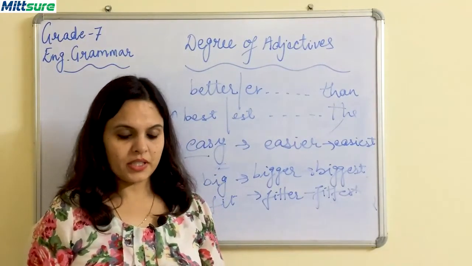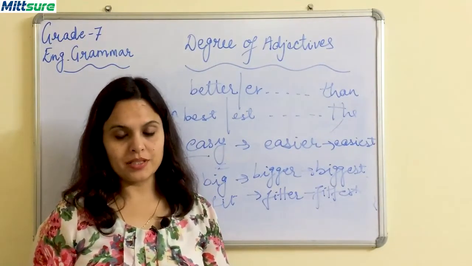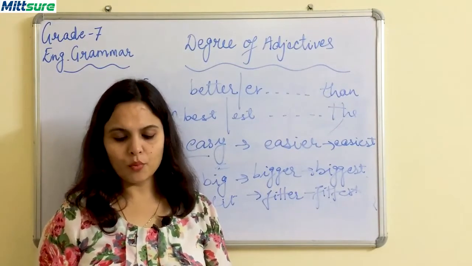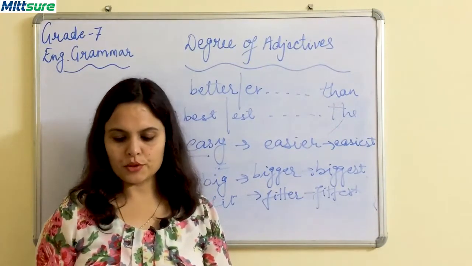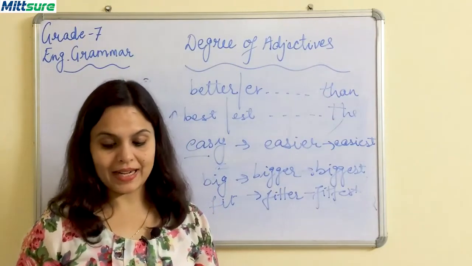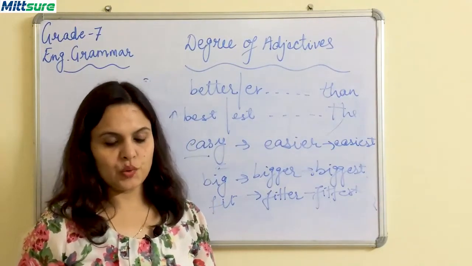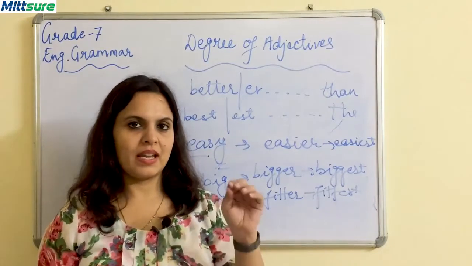Then some positive degrees have two or more than two syllables. We add "more" before the positive to form the comparative and "most" before the positive to form the superlative degree, like active. So we have two syllables here.